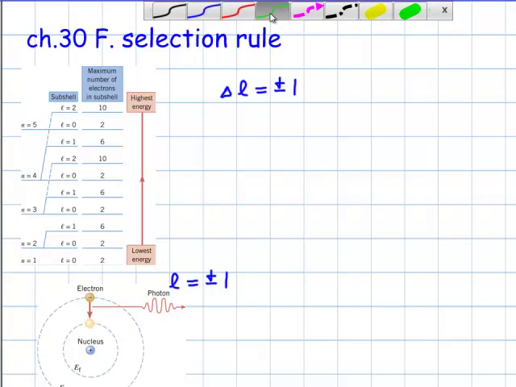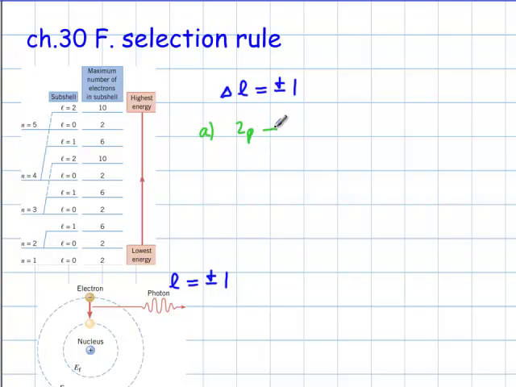Okay, so let me write down what they have here. 2p to 1s. So that goes from here, the 2p is this one here, to 1s. Oh, oops. I kind of messed this up a little bit because this is not the very first one. This is actually the second one, b. And that one is possible because L changes by 1 and, of course, the principal quantum number is going down. So this one is permitted.